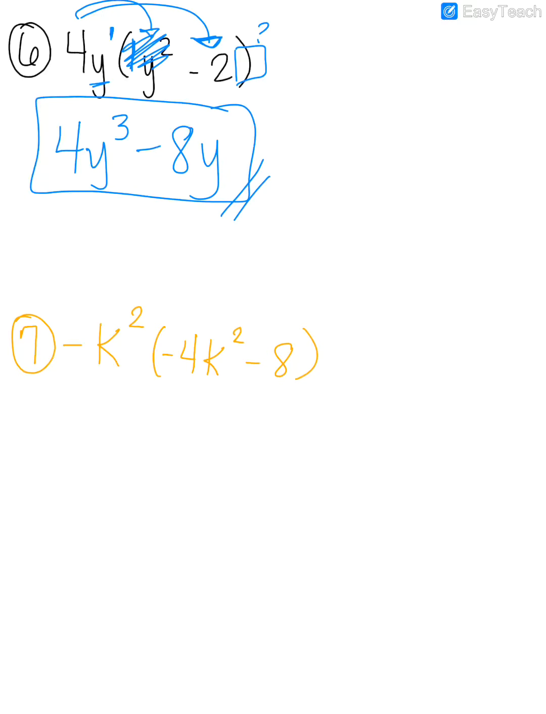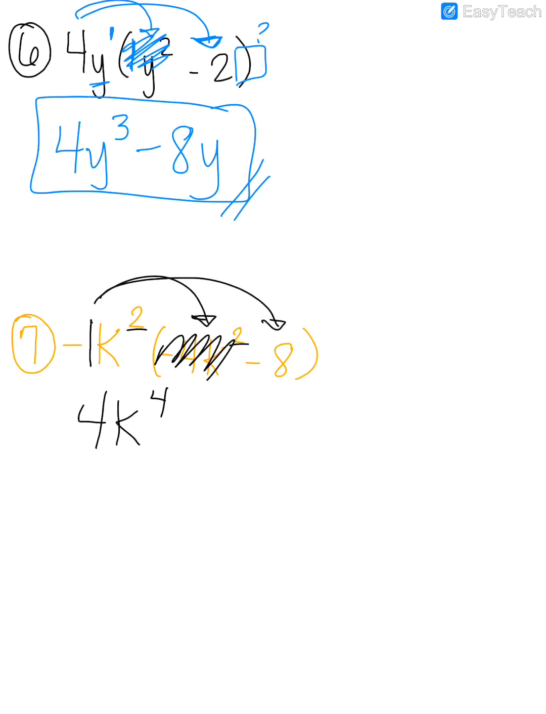And last but not least, we have number 7. Again, invisible 1 there. Distribute. Negative and a negative make a positive. 1 times 4 is 4. And keep my variable. Add your exponents. 2 plus 2 gives us 4. We're done here. And then the next one. Negative and a negative make a positive. 1 times 8 gives us 8. And again, doesn't have anything here, so I'm just going to go ahead and keep the k squared.